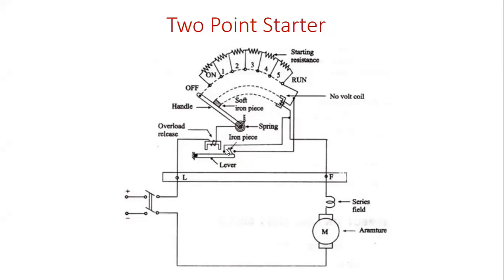When the lever is moved upward, this gap will not be available. This wire connection will be connected to this lever. So a short circuit will be created. In the short circuit, what is the output voltage value? The output voltage value is zero, right?